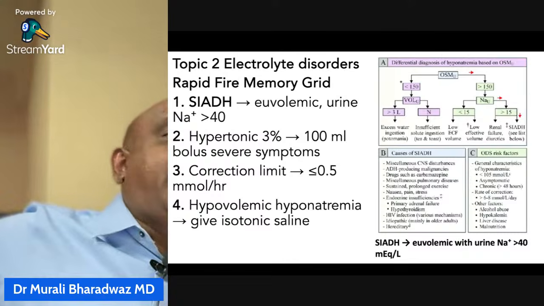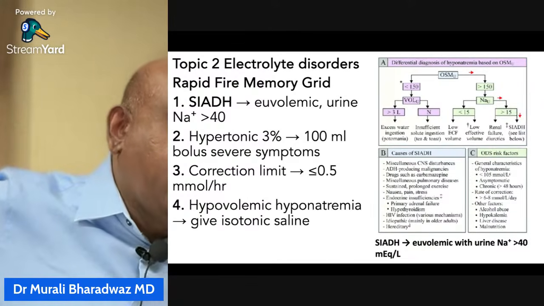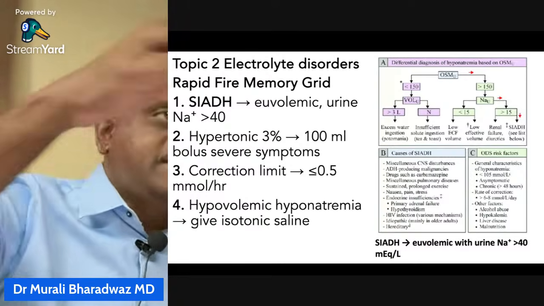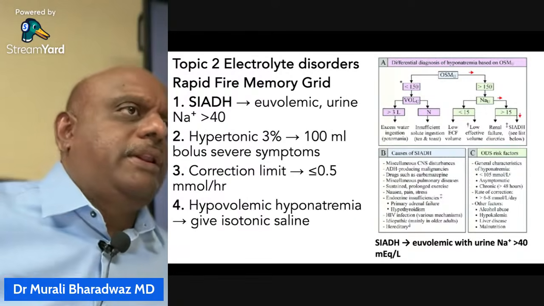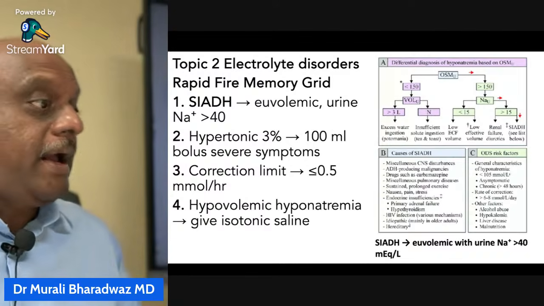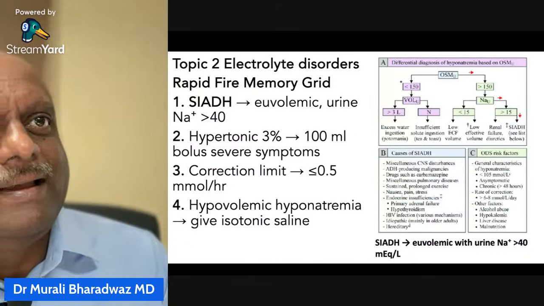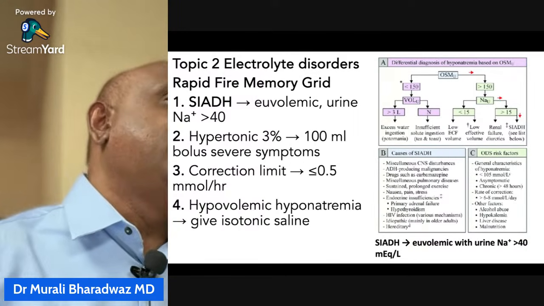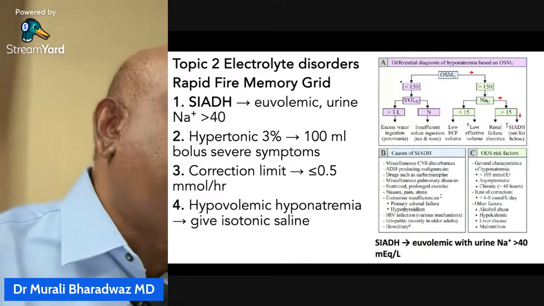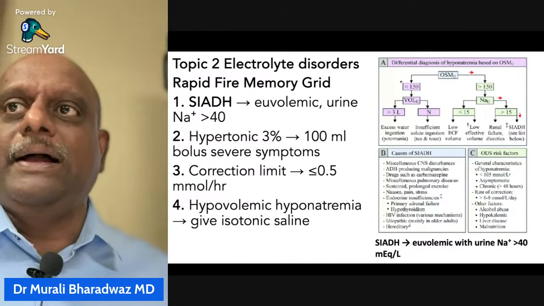So euvolemic hyponatremia, which is SIADH, we give tolvaptan and all these drugs. But a hypovolemic hyponatremia, like an edematous person, dehydrated person, there you need to give fluid replenishment in the form of isotonic saline, normal saline, is what we need to remember.